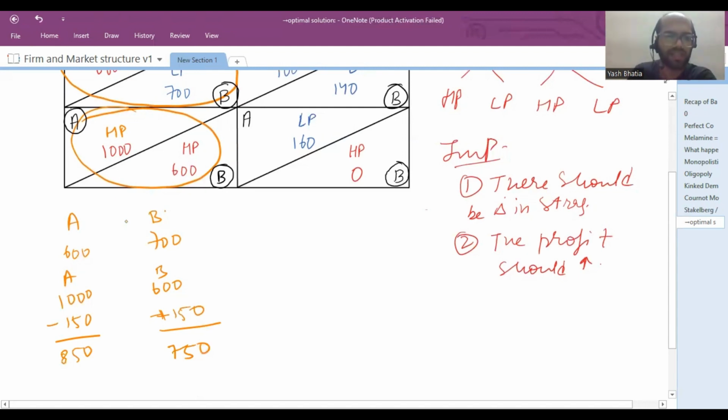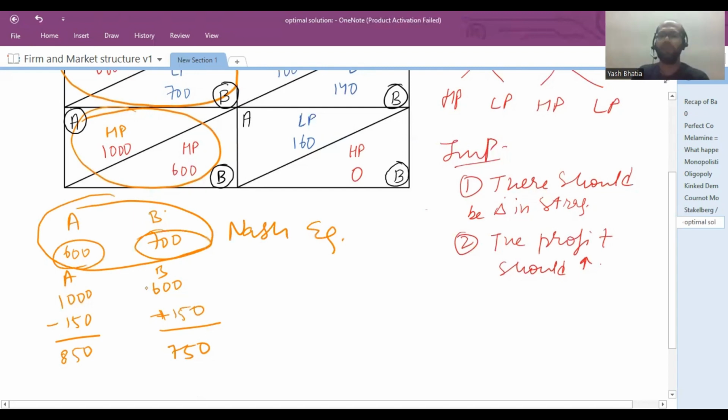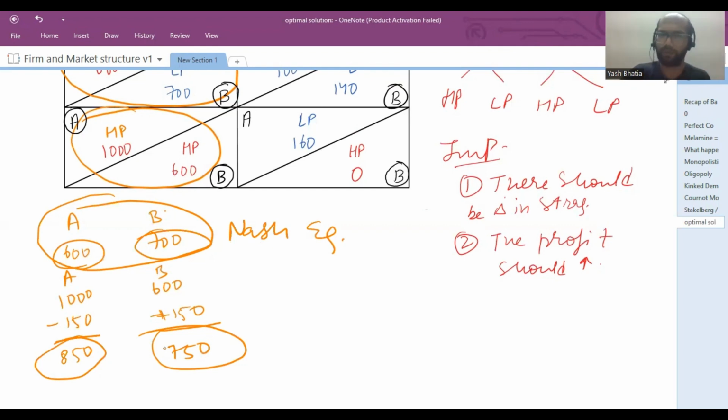In this way, you can see this was a Nash equilibrium condition where A was earning 600 and B was earning 700. But if they collude with each other, have the mutual agreement, and they share the profits in such a way, then it is profitable for both A and B. A is getting 850 and B is getting 750. It is profitable for both of them. So this is the concept of collusion that can happen in Nash equilibrium.